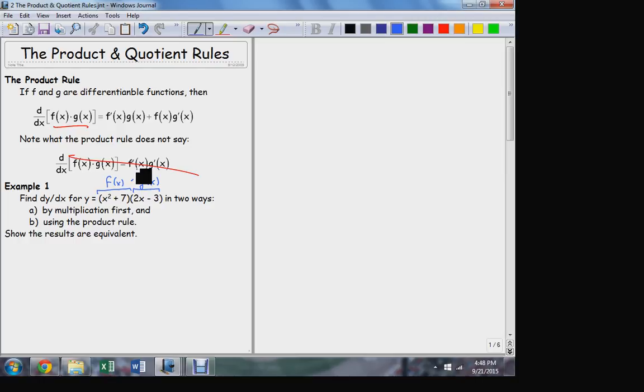Well, this won't always be the case, but in this case, this is simple enough that I can actually multiply this out, and I really don't need the product rule. And so what I'm going to do here, I'm going to do it both ways. I'm going to go ahead and expand this, go ahead and take the derivative in the normal way, then I'll come back and apply the product rule and see if I get the same thing. Should, since it's the same function.